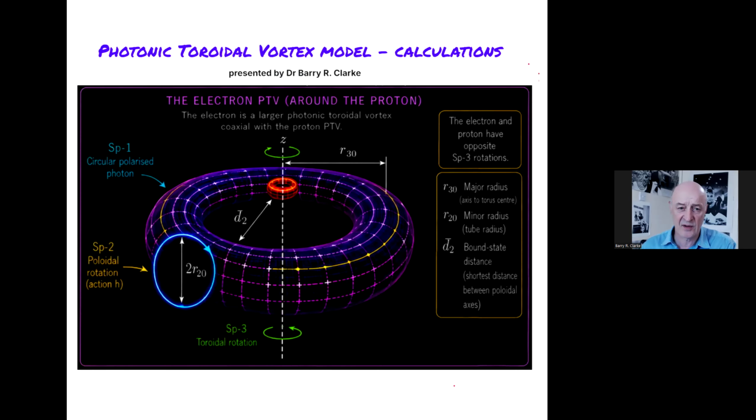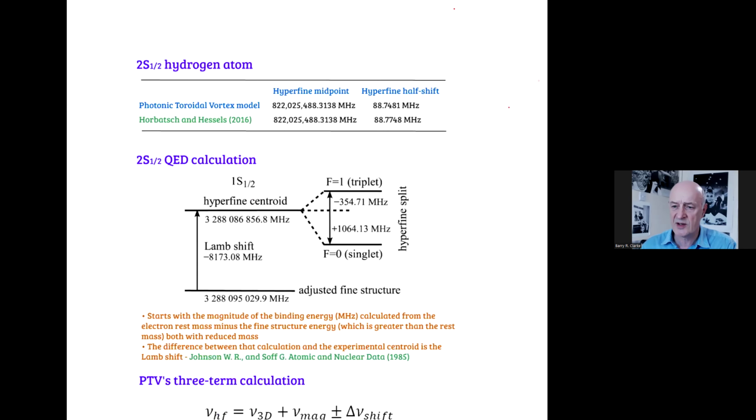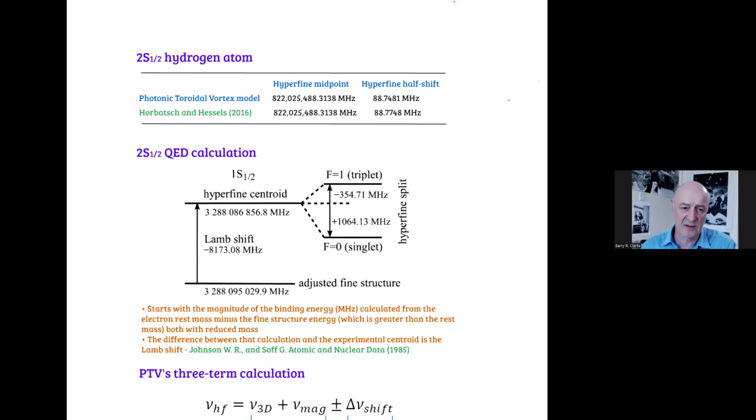Okay, so let's go straight to some data. This is the 2s hydrogen atom state. The main data for these calculations comes from Horbach and Hessel's 2016. Here is their value for the hyperfine midpoint, and this is the PTV value. And this is their value for the hyperfine half shift, and this is the PTV value.